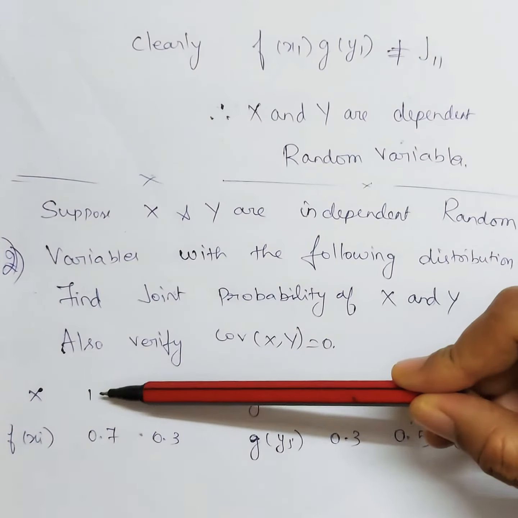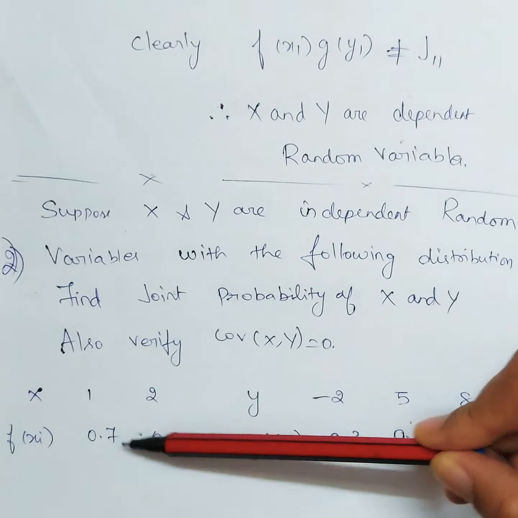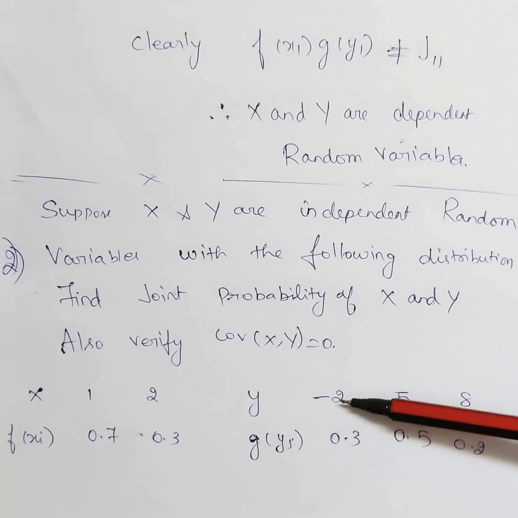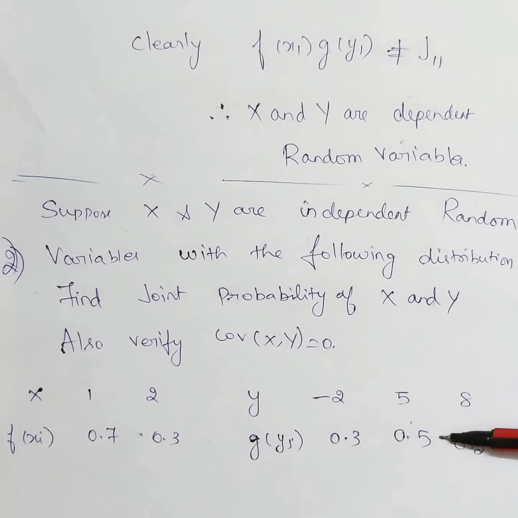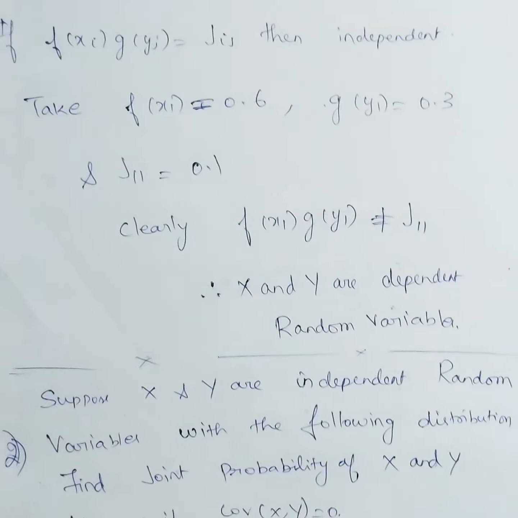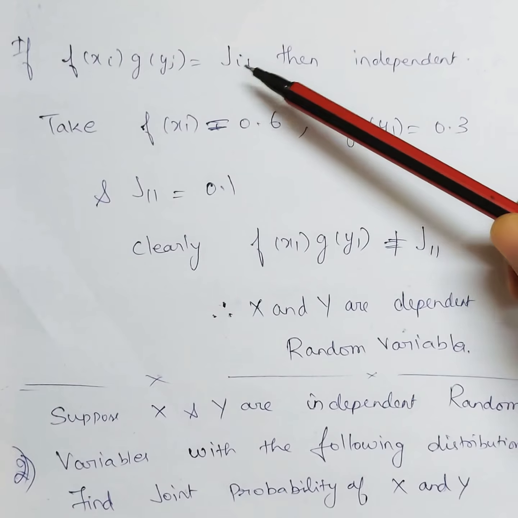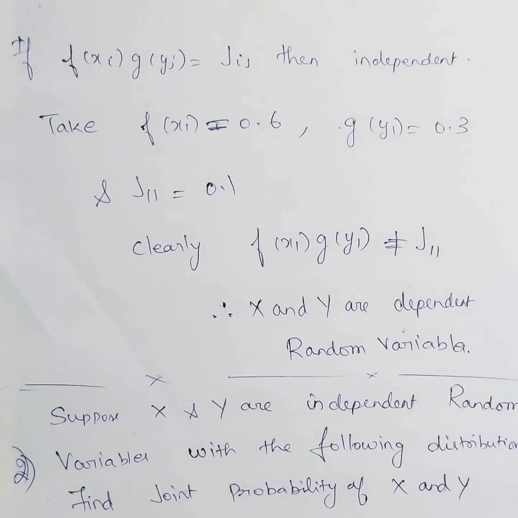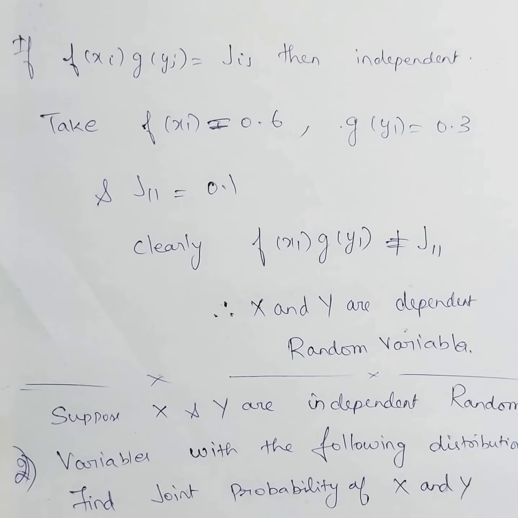So now the probability for 1 and 2, they have given 0.7 and 0.3. In y, the probability for -2 is 0.3, 5 is 0.5 and 8 is 0.2. So how to find out? We are going to use the same formula. If it is independent, we know that f of xi into g of yj is equal to Jij. So they have given independent, so we are going to use this in the tabular column.